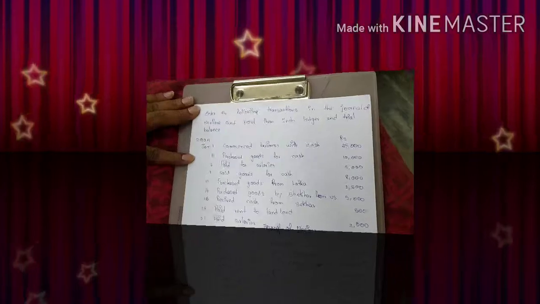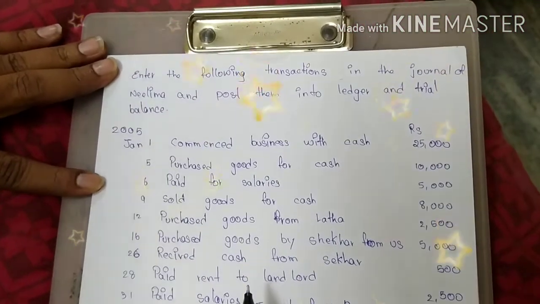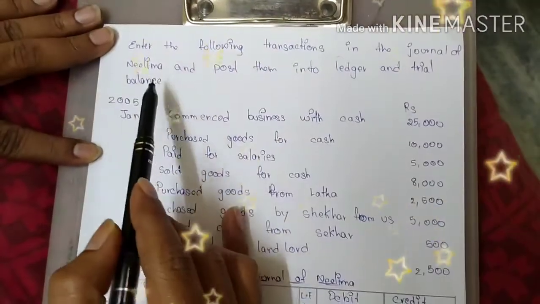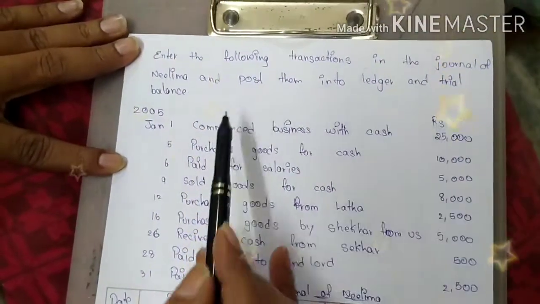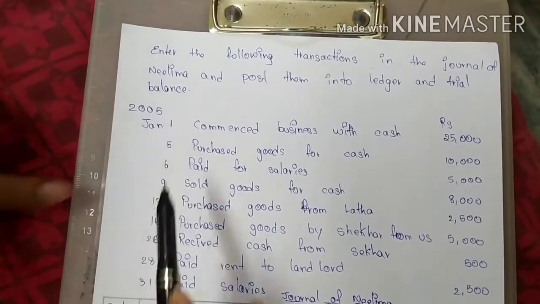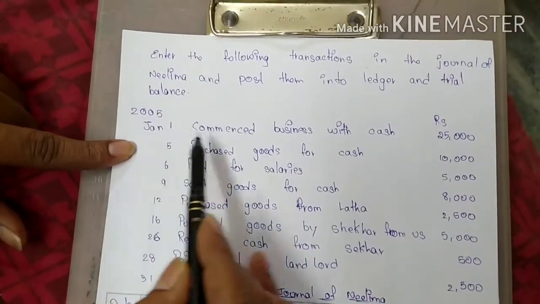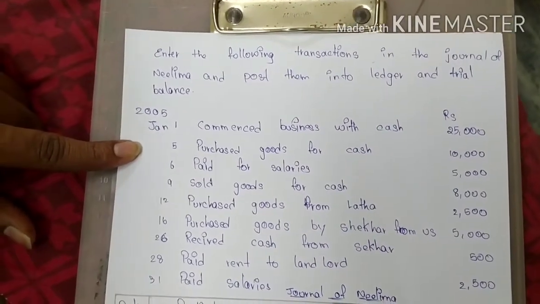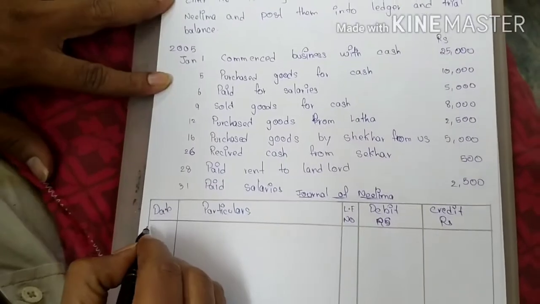For practicing, I have taken the following illustration. As per this, we need to post the transactions into the journal, then the ledger and the trial balance. First, on January 1st, commenced business with cash. We will start with the journal entries.